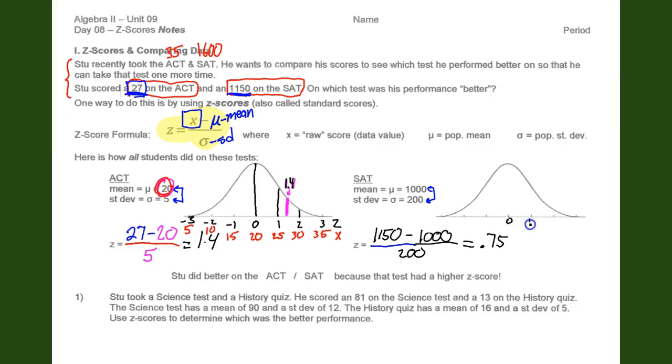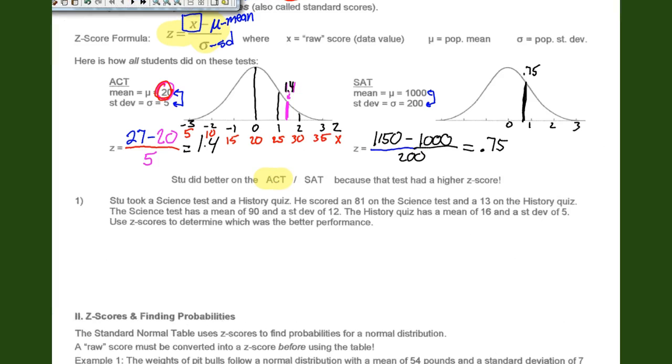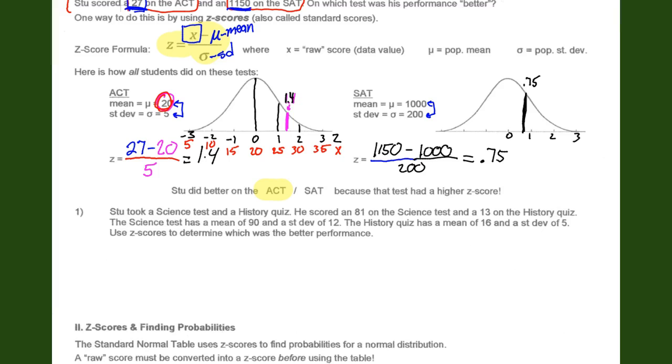And this is 0, this is 1. So 0.75 is right here. So which test is better? Which one's higher, 1.4 or 0.75? So we have the ACT, because 1.4 is bigger than 0.75. Higher z-score means did better.